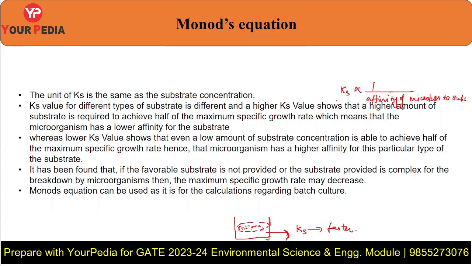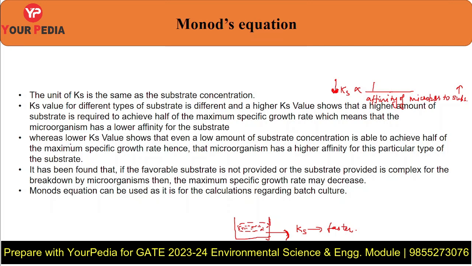So that means if the amount of Ks is less, affinity is more. Faster reaching of Ks means a lower amount of substrate is left undigested by the microbes. That means the bacteria are liking the food. That means they have higher affinity. Higher affinity means higher liking towards that food. So Ks is inversely proportional to the affinity of microbes to the substrate. That is what it means.